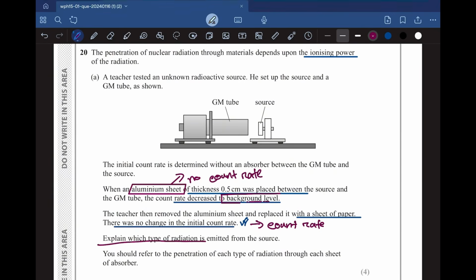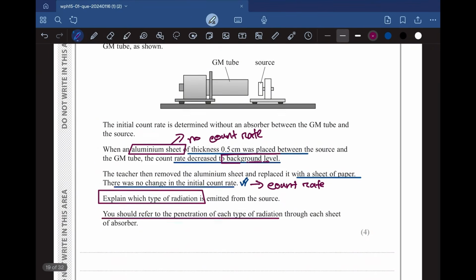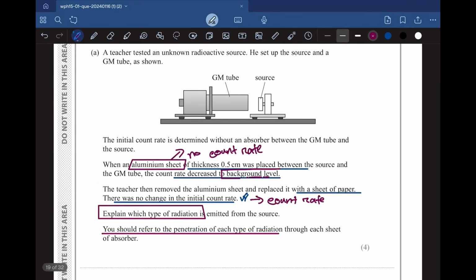So we will have to guess what type of radiation was that, whether it was an alpha, beta or a gamma radiation. You should refer to the penetration of each type of radiation through each sheet of absorber. Now as they have asked us to refer to the penetration of each type of radiation, we know as alpha particles are highly ionizing, they have a low penetration power. Now as they have a low penetration power, they cannot even go through the sheet of paper, as well as the aluminium sheet.